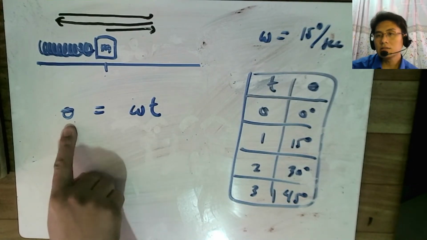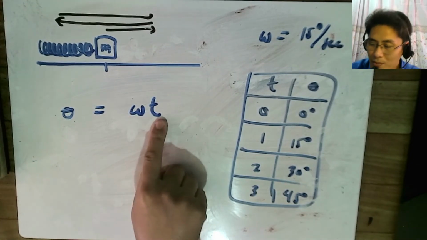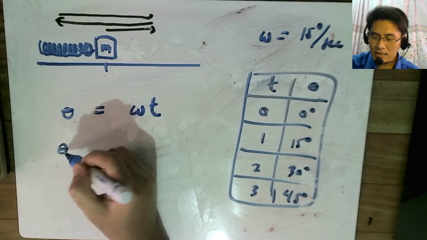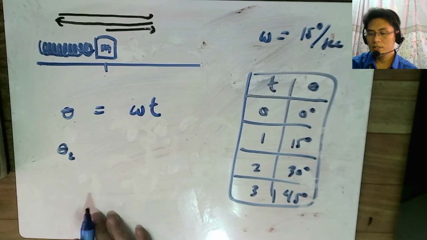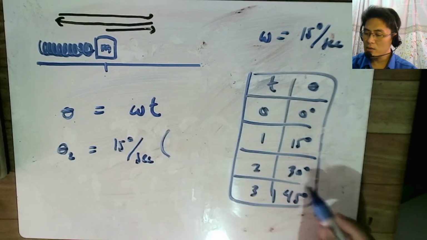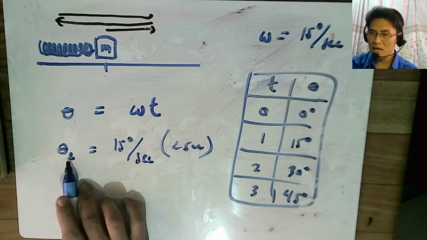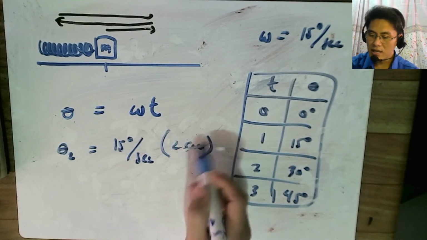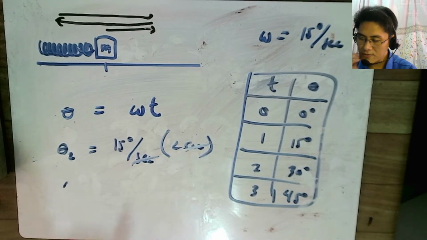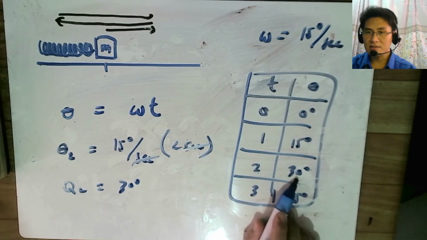So if I know the angular speed, I just need to know what time I'm trying to find. For example, if I want to know the angle at time 2, simple. I get the angular speed, 15 degrees per second, multiply it with time 2, because I want the angle at time 2 seconds. So this cancels out, and that gives me 30 degrees. So you see, at time 2, it's 30 degrees.